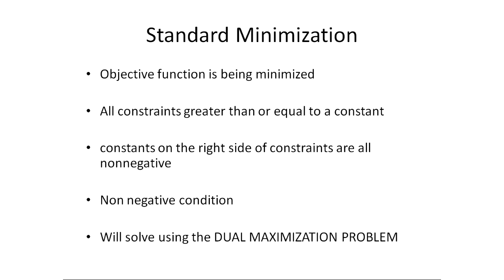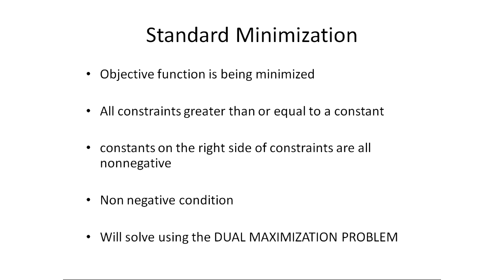And so these are essentially, you can think of as the reverse. The objective function is being minimized now, and all the constraints are greater than or equal to some kind of positive constant. Well, technically the constant could be zero, so it's better to say non-negative. Just like with a standard maximization problem, we also have a non-negative condition on the variables, so that means that your x1, x2, x3, all those have to be greater than or equal to zero.